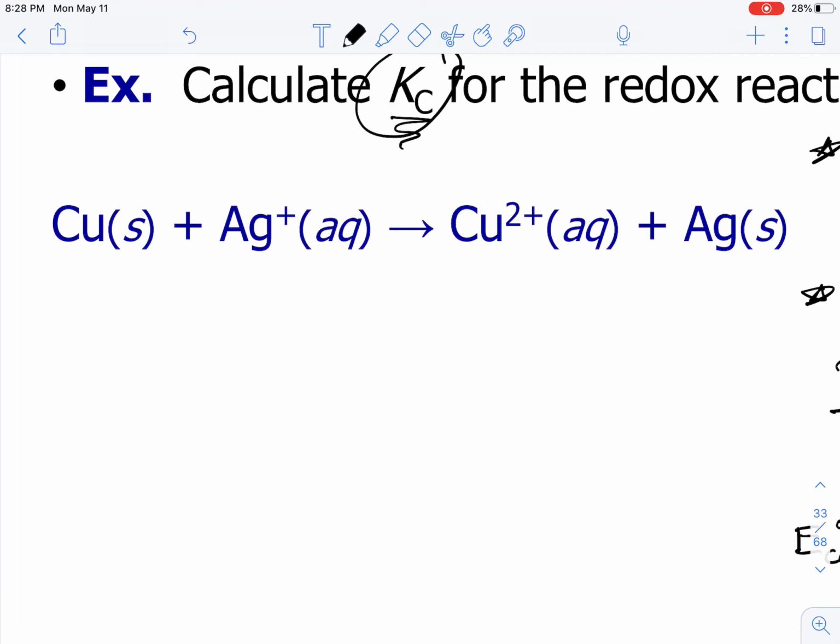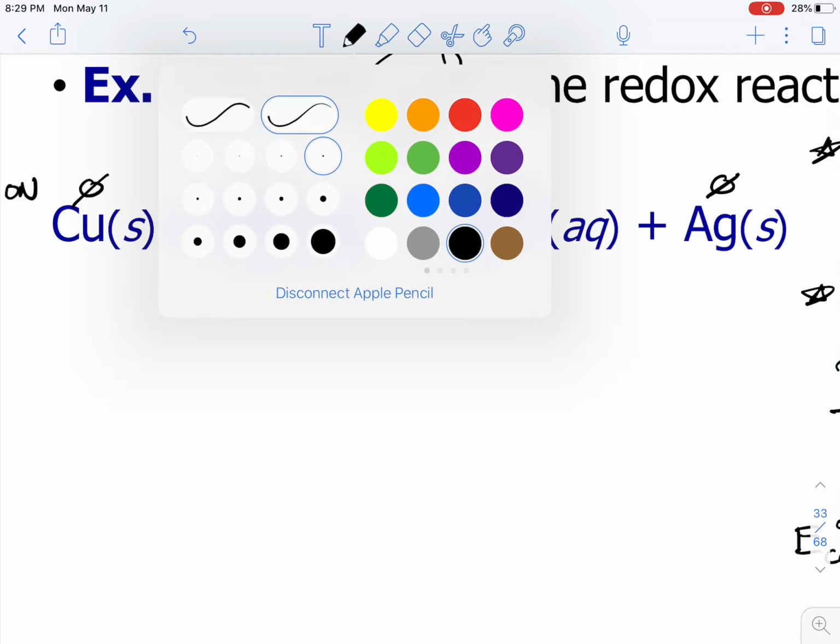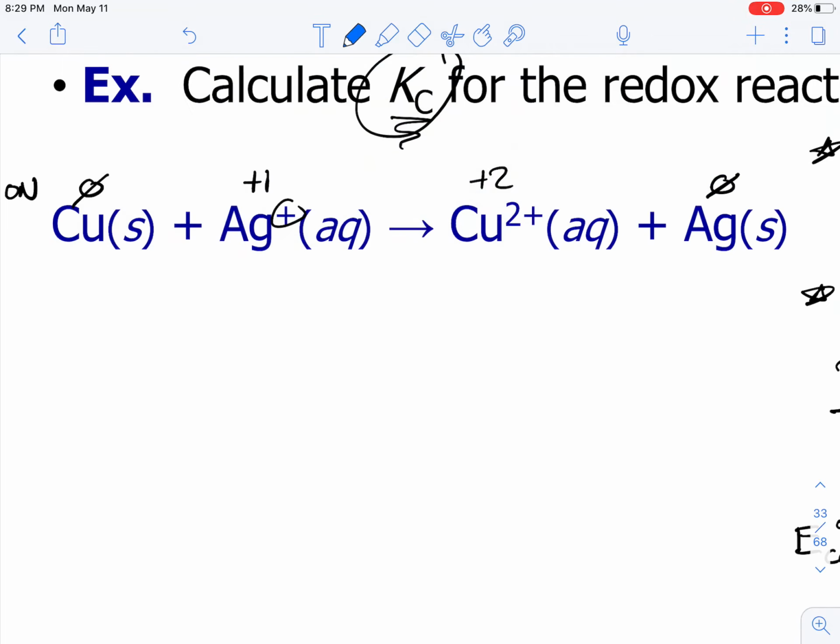So looking at my oxidation numbers, I know that my oxidation number for copper in solid form is 0. Silver, +1 charge, that's +1. Copper, 2+, +2. Silver, solid form, that's 0. And so if I compared copper before and after the chemical reaction, notice that my oxidation number went from 0 to +2. So since my oxidation number is going up, this is describing oxidation.